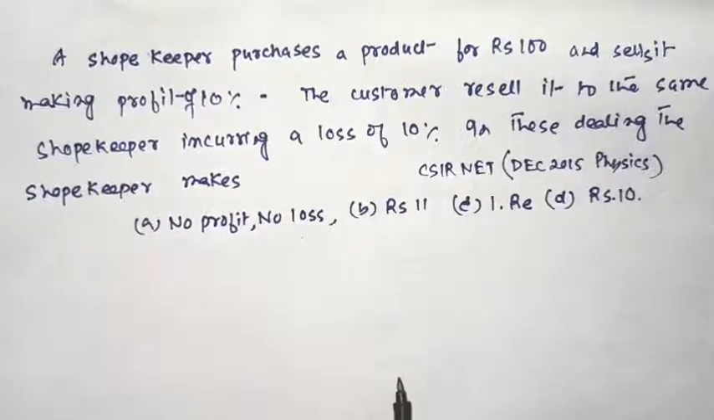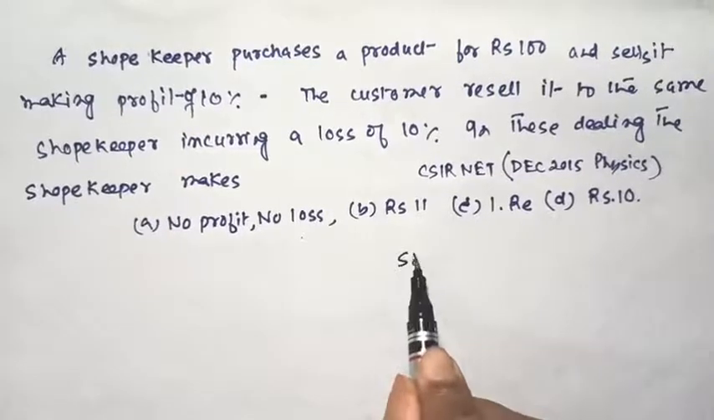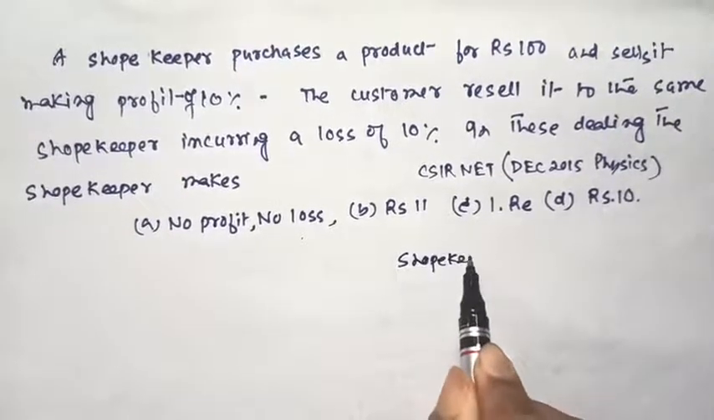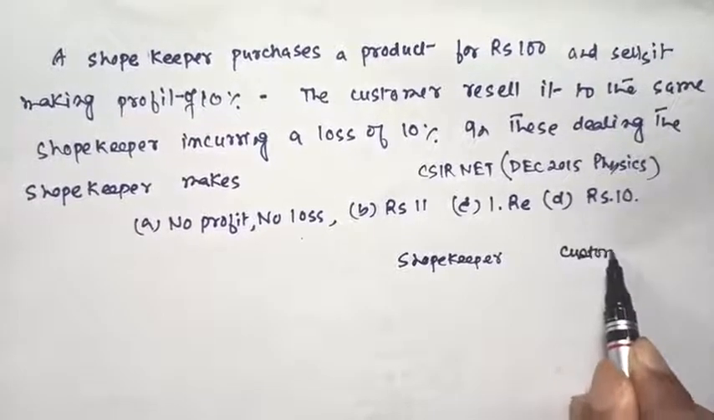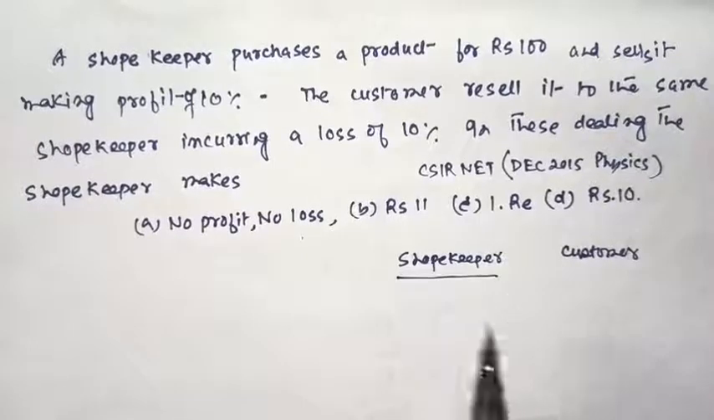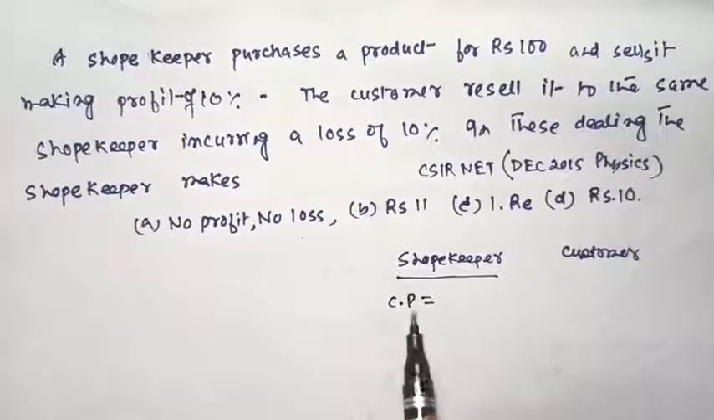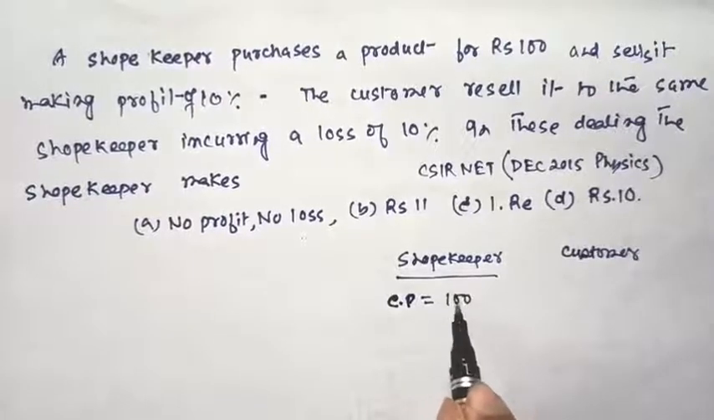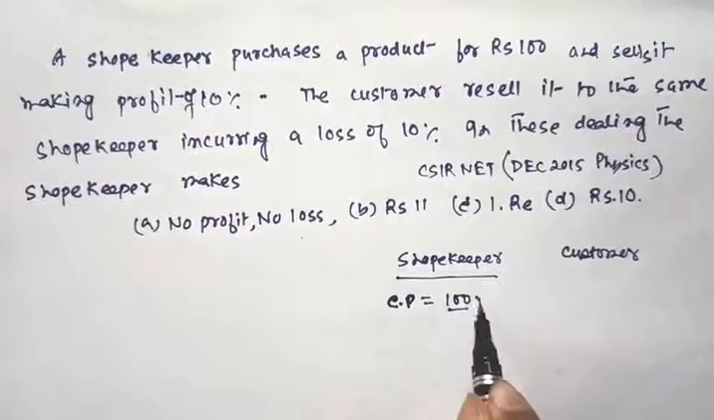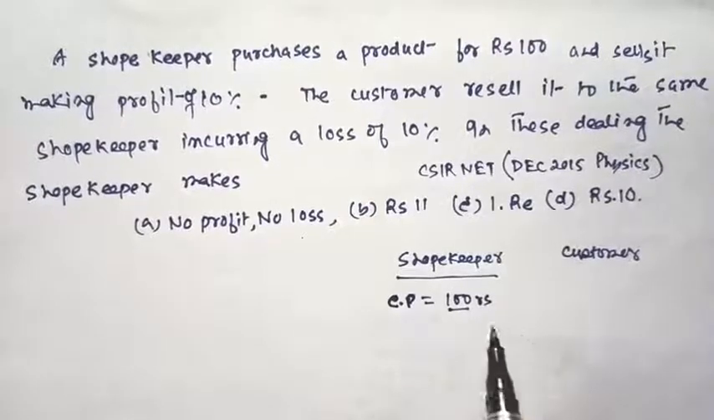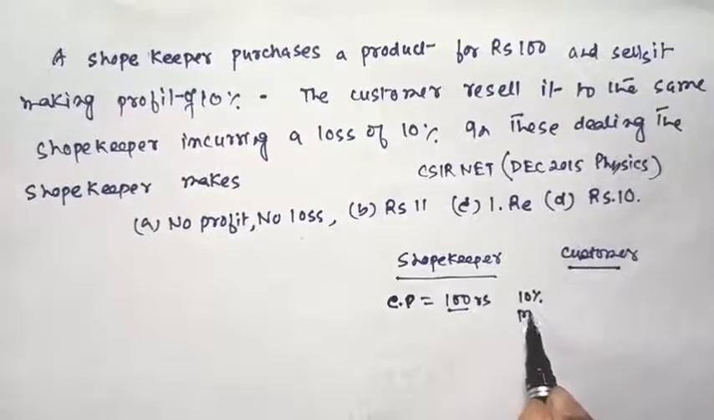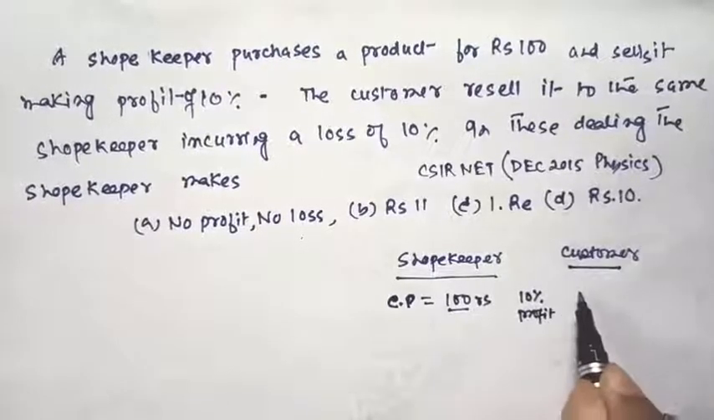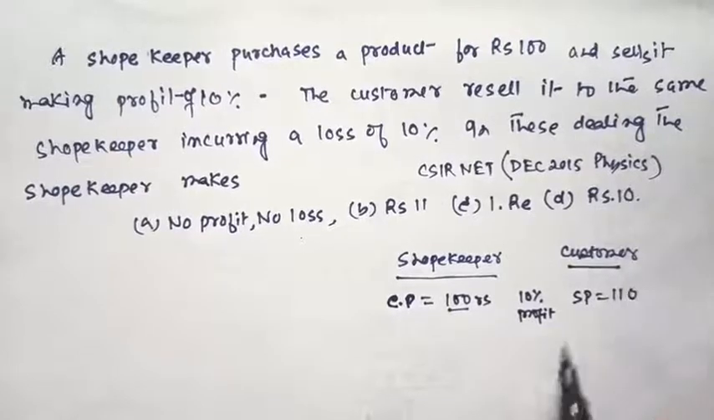Okay, so let us see what the process is. There is a shopkeeper and there is a customer. The shopkeeper buys a product, purchasing it at 100 rupees. Okay, the cost price of the product is 100 rupees. So he sells it to the customer by making 10% profit. So in this case, the selling price would be 110.